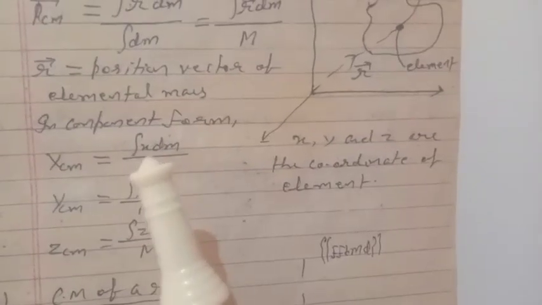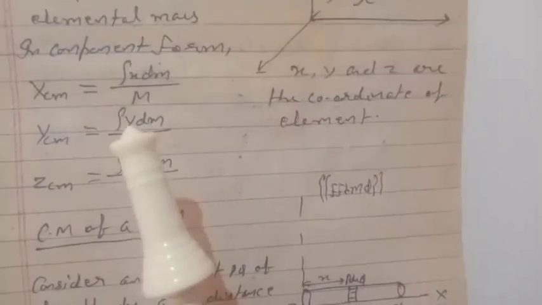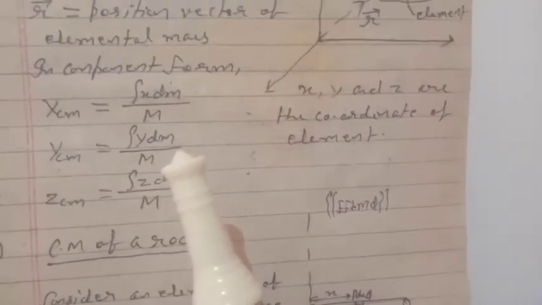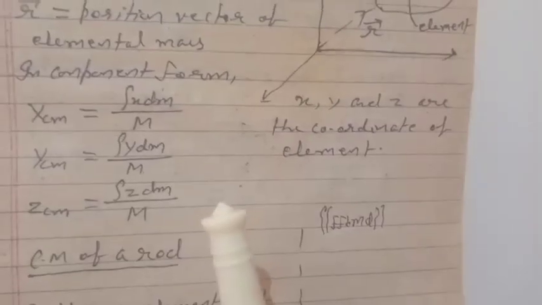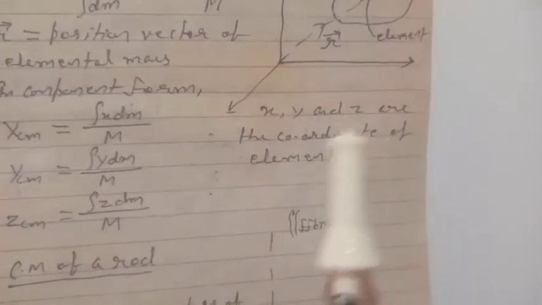In component form, X_CM equals integration x dm divided by M, Y_CM equals integration y dm divided by M, Z_CM equals integration z dm divided by M, where x, y, z are the coordinates of the element.